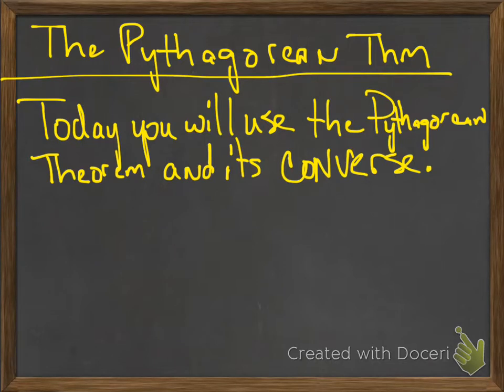Alright, so we're going to talk about the Pythagorean Theorem. Today you will use the Pythagorean Theorem and its converse, and you will discuss ways to find a missing side, or also use it to find what type of triangle it is.